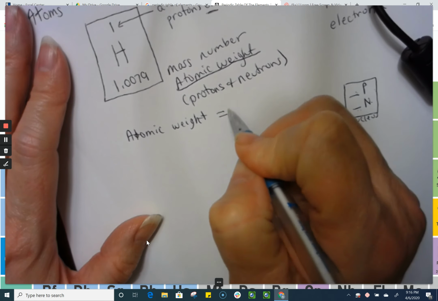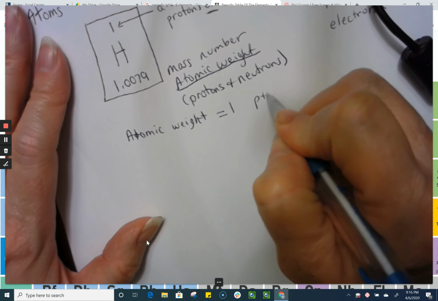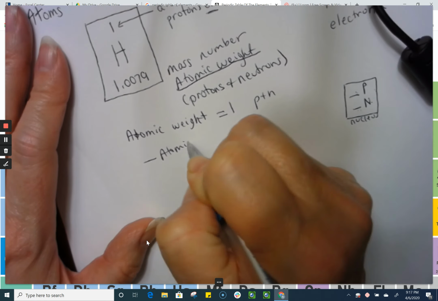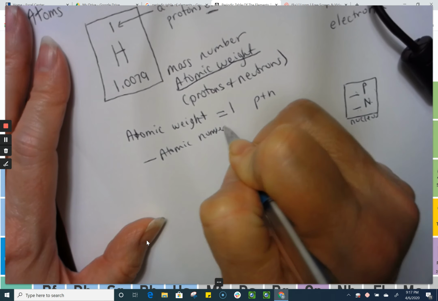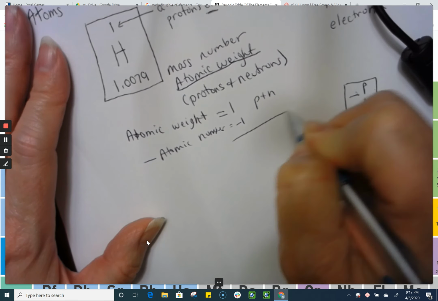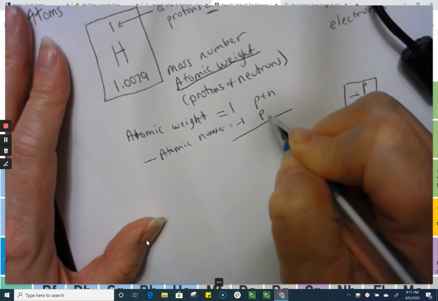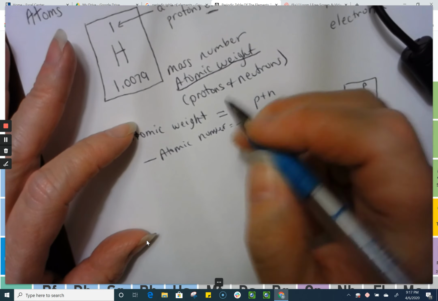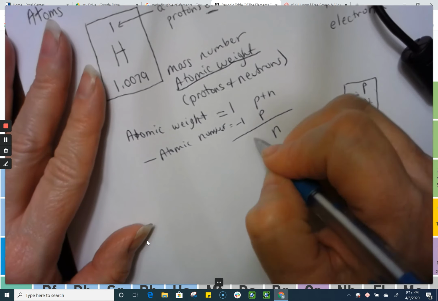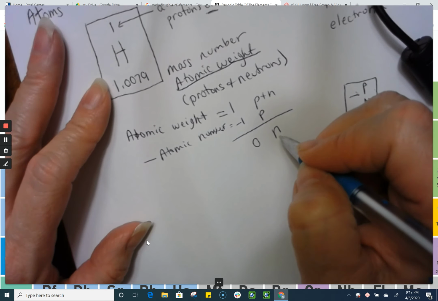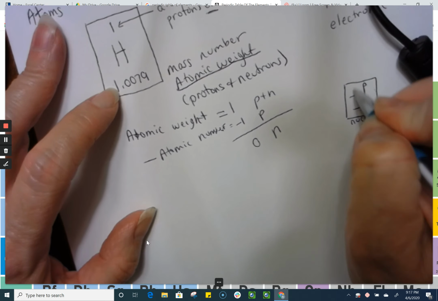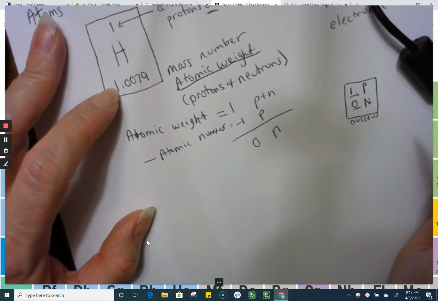So the atomic weight is 1, and that is made up of the protons and neutrons combined. Then we subtract the atomic number, which is also 1, the protons. We subtract the atomic number from the atomic weight, and it gives us the number of neutrons, but 1 minus 1 is 0. So hydrogen is an atom that has 1 proton and 0 neutrons.